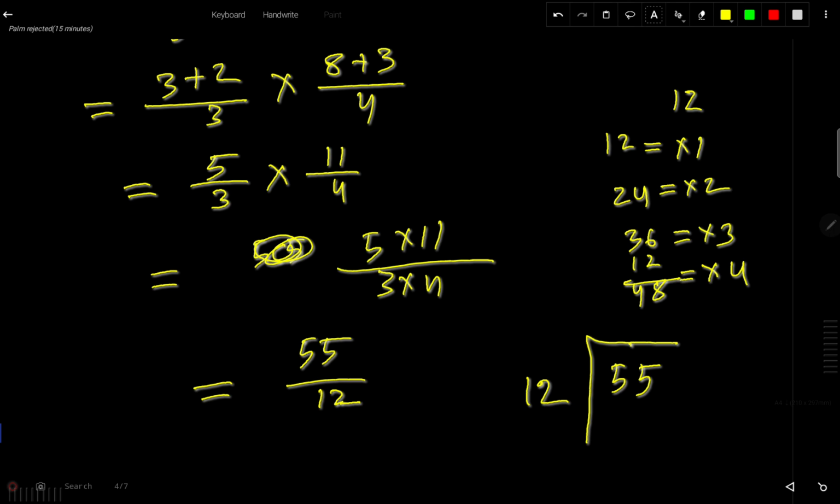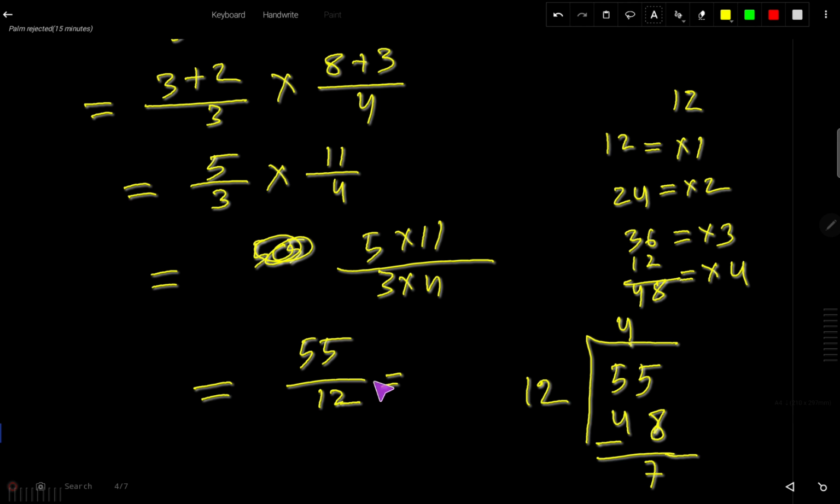So 12 goes into 55 four times. 4 times 12 is 48. So if you subtract, then what will happen? 48 to 55 is 7, right? So 4 is the whole number and 7 is the remainder.